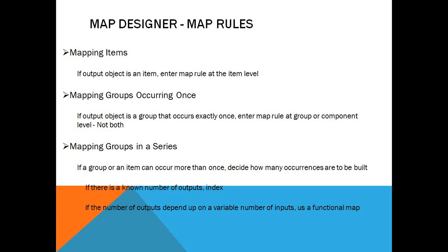Suppose you are not sure how many times we have to create the output, in that case we can go for a functional map. Here also same thing again. Suppose your input record is the same type as the output, you can do the direct mapping, even if it is multiple occurrence. Suppose it is different, you have to write the function map. Similarly, like occurring once, this is also the same thing. The only thing is we can add the index if we know how many times we have to create it. Clear?